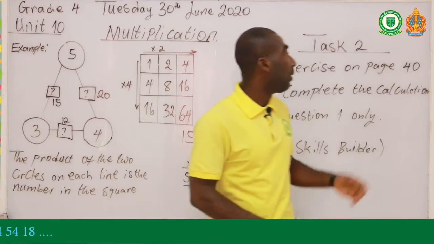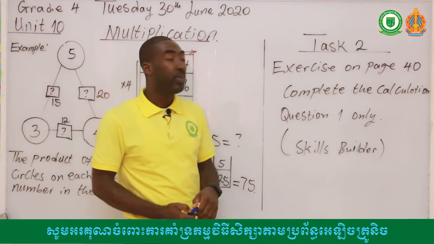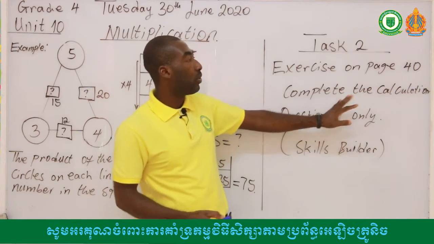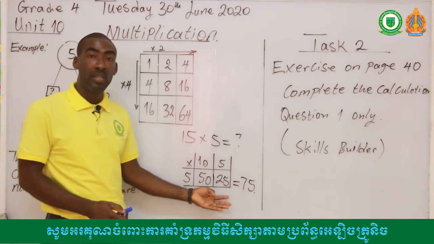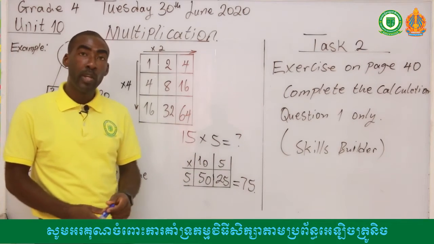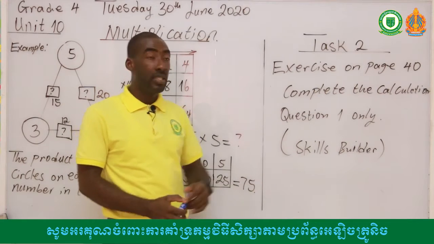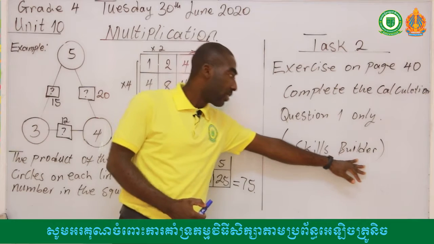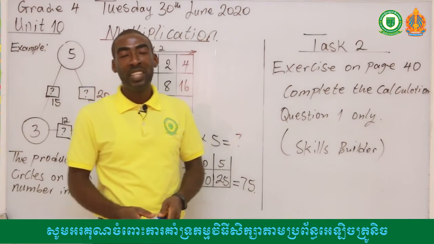Okay, so we'll go to our second activity, which is our task 2. It's really simple. You are doing the exercise on page 40. You are supposed to complete the calculations, and the calculations are basically related to this example. So with this example, it's going to help you to do your calculation. Please make sure that whatever you do on this exercise, you keep it in mind, you don't forget, okay? So find it at the Skills Builder section. It's only one question. I'll see you in our third video.